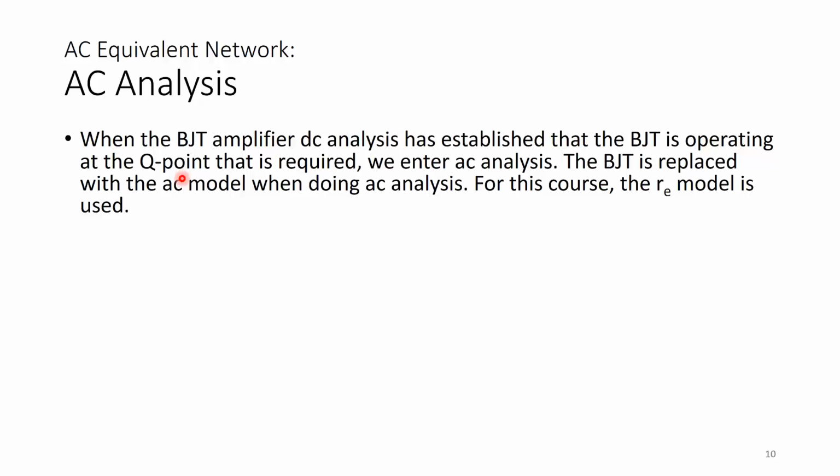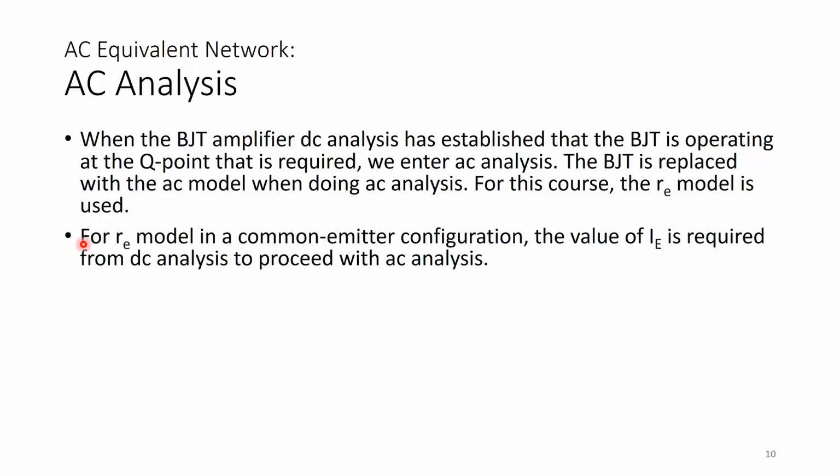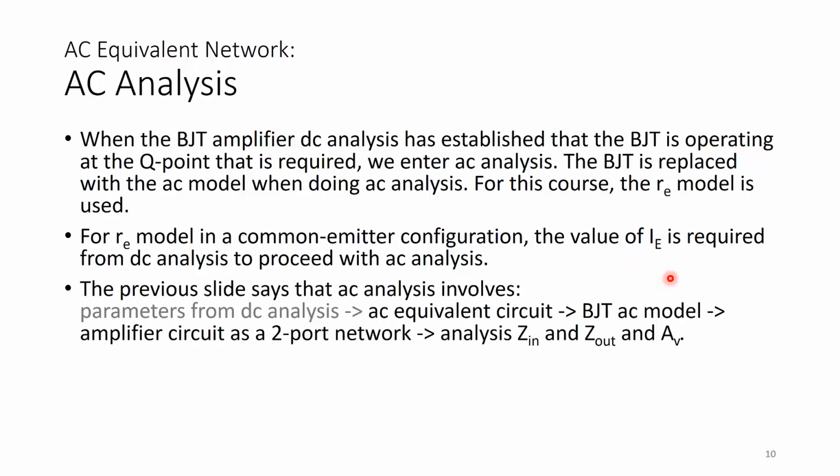The BJT is replaced with the AC model when doing an AC analysis, and for this course, the re model is used. For the re model in a common emitter configuration, the value of IE is required from DC analysis to proceed with AC analysis. So when I said in the earlier slide that you will be needing a parameter from the DC analysis for the AC analysis to begin, for this common emitter configuration, that parameter that we need is IE. So we can calculate all the values that we need from DC analysis. This value of IE is required for AC analysis, and we will see why later.